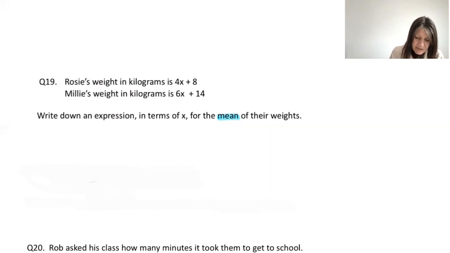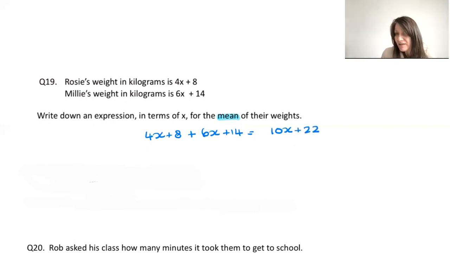So when I add them all up, I'm going to add Rosie's weight, 4x plus 8, and I'm going to add Millie's weight, 6x plus 14, to get a total of 10x plus 22. Divide by how many are there? Well, how many people's weight have we just worked on? Just 2 people. So I'm going to divide by 2.